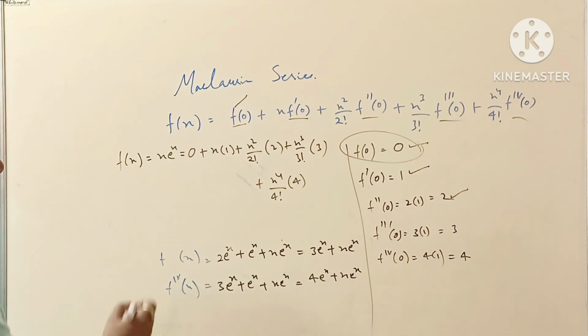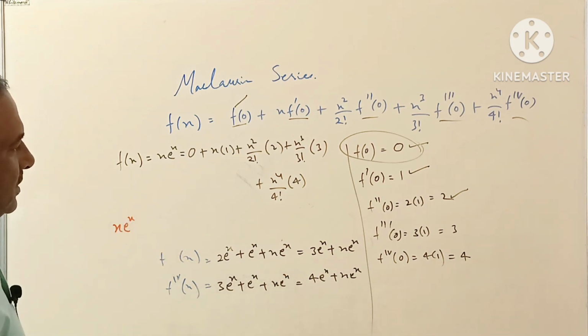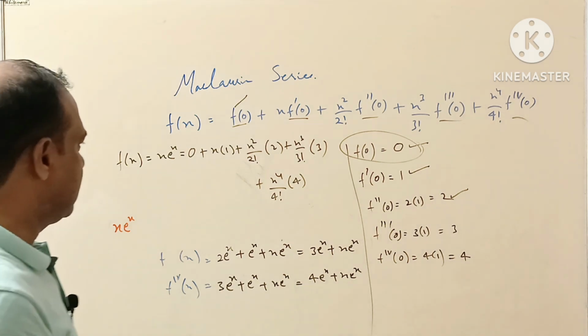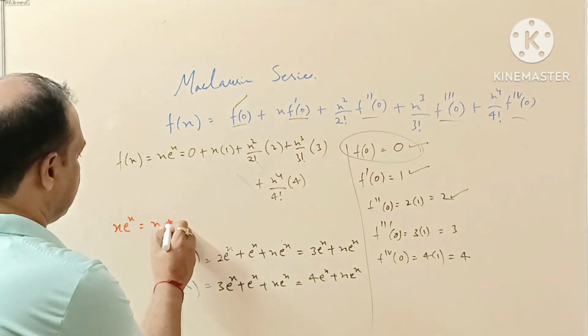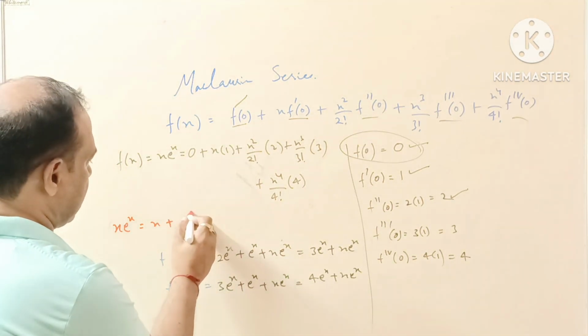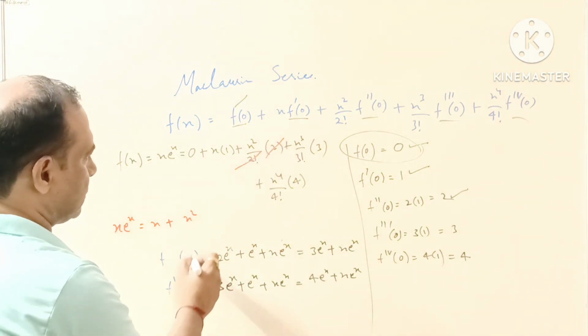What it means is that we are having a function, and now I am writing the last statement. Now x times e power x can be rewritten as x times (1 + x + x square over 2 factorial), where the factorial cancels and you will be having x square.